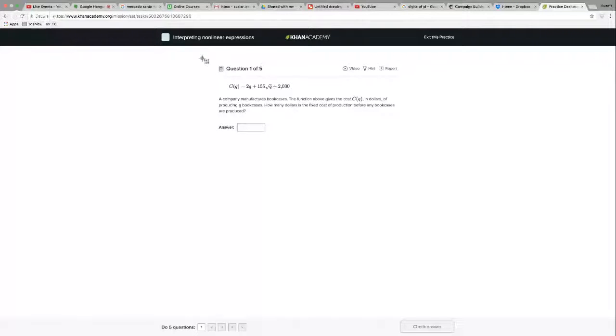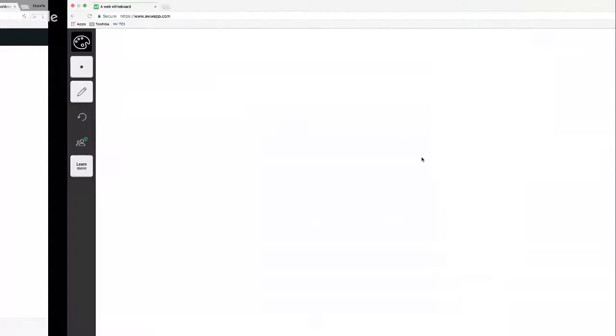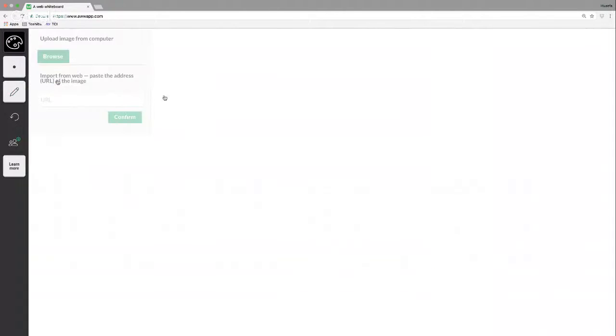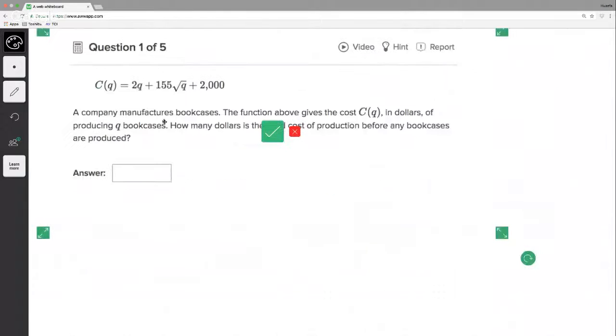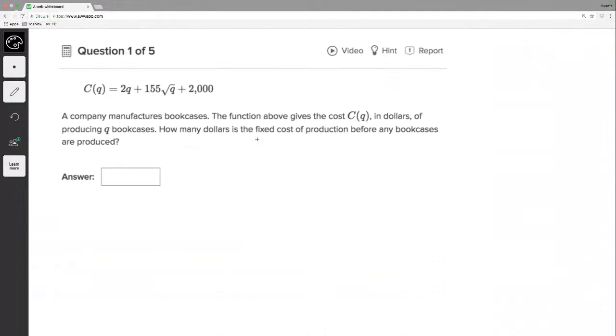All right, so let's jump to the share screen. Here we go. Let's begin. A company manufactures bookcases. The function above gives the costs C in dollars of producing Q bookcases.